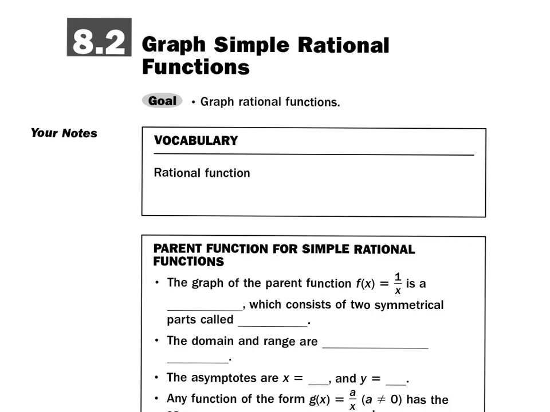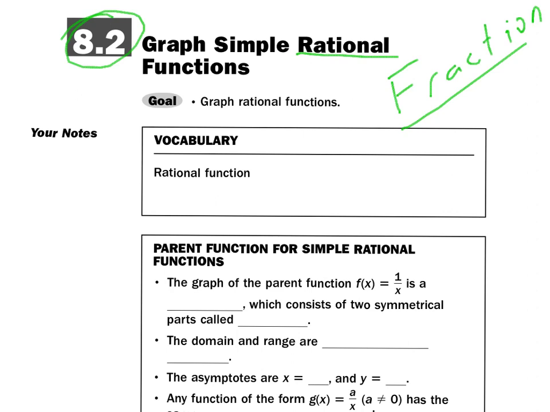All right, section 8.2 today is graphing simple rational functions. When we talk about the word rational, the first word that should come to mind is fraction. And I know sometimes fraction can be a bad word, but that's exactly what you should be thinking when you think of rational. Anytime they say the word rational, you should be thinking fractions right away.